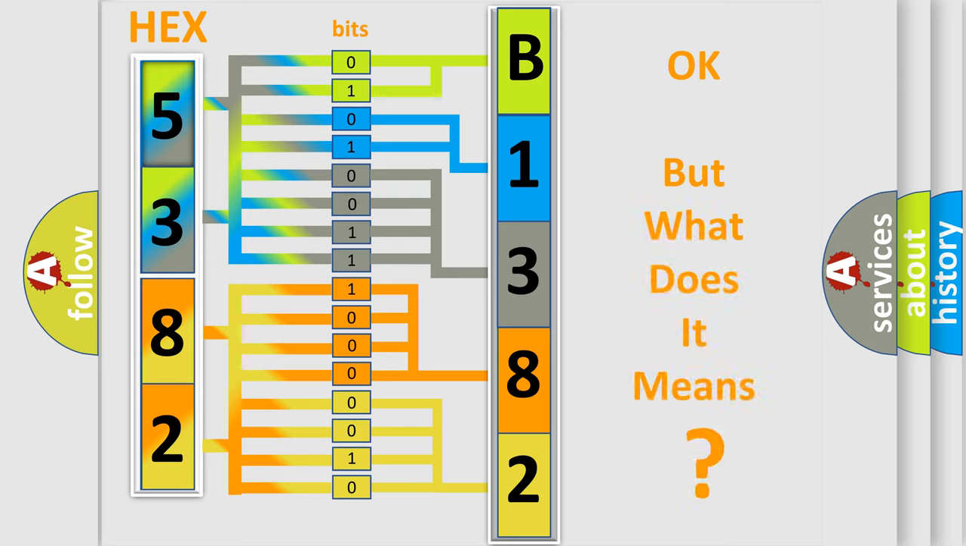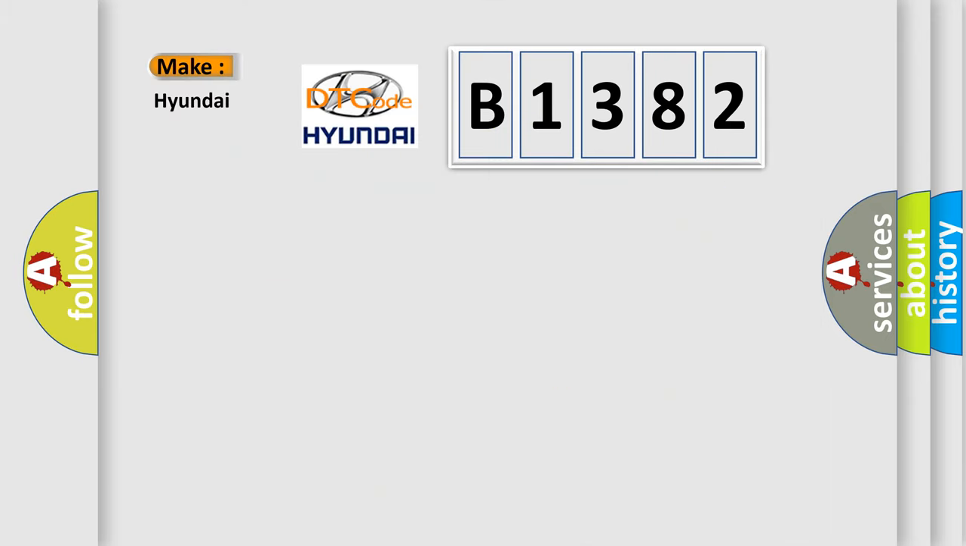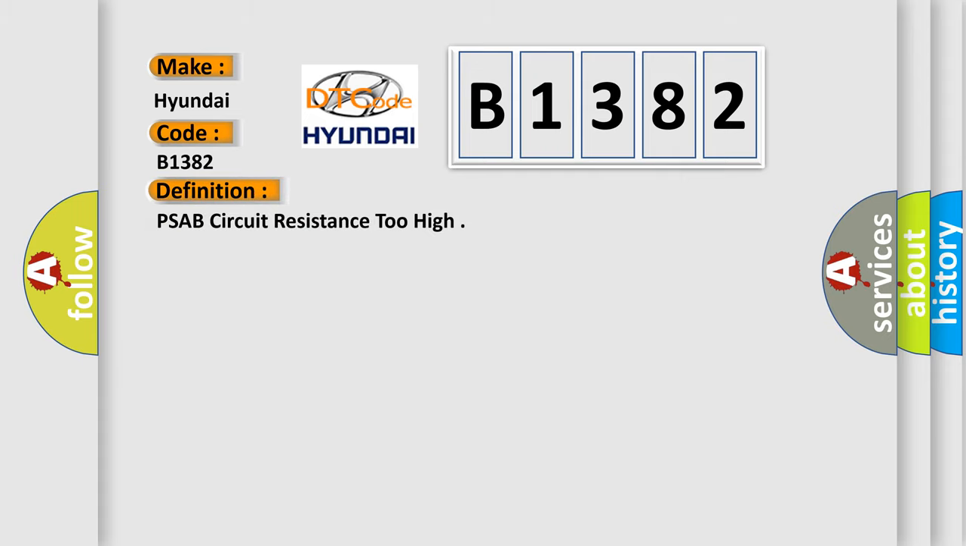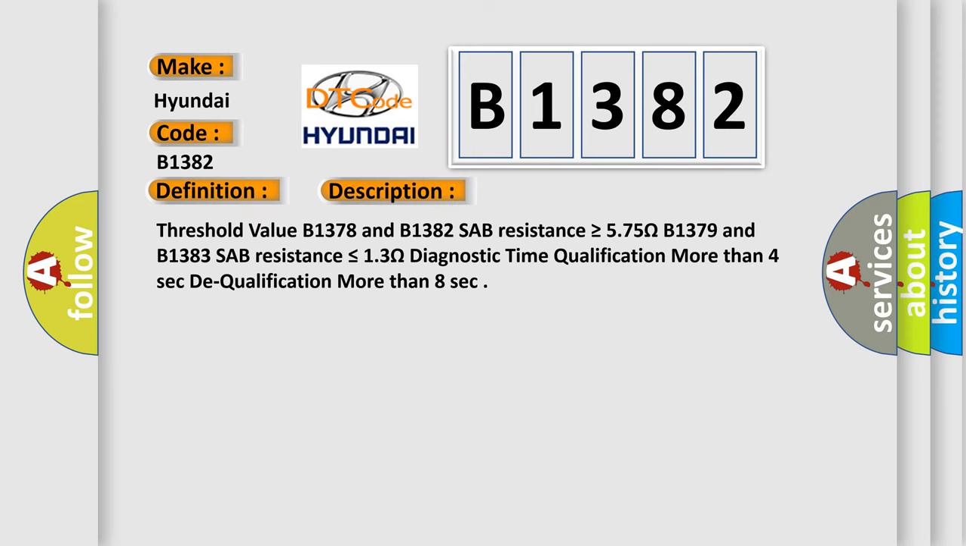The number itself does not make sense to us if we cannot assign information to what it actually expresses. So, what does the Diagnostic Trouble Code B1382 interpret specifically for Hyundai car manufacturers? The basic definition is PSAB circuit resistance too high. And now this is a short description of this DTC code.